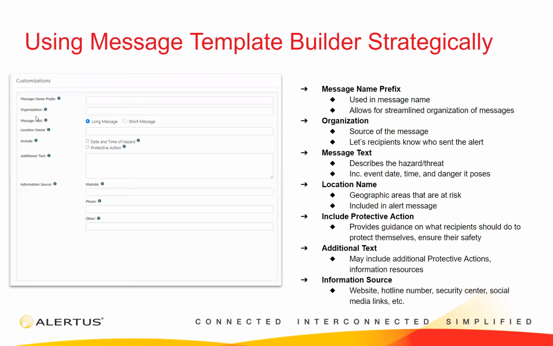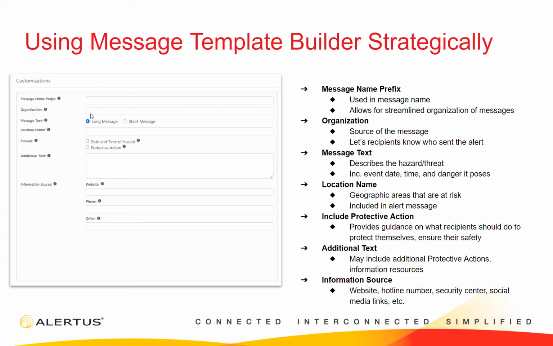The organization section here, that is the name of the organization, and that helps recipients know where the message is coming from. You know, we all have so much access to different alert types. For example, I get Amber alerts on my phone all the time, or maybe some folks sign up for weather alerts. And so what this will do is help differentiate those alerts from the ones coming specifically from their organization.